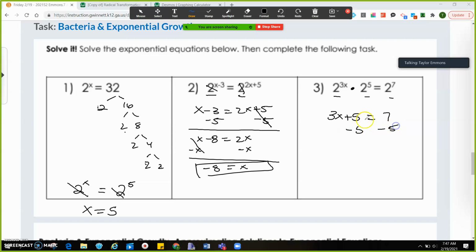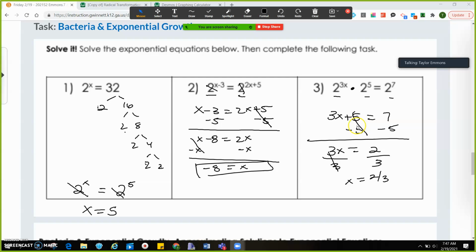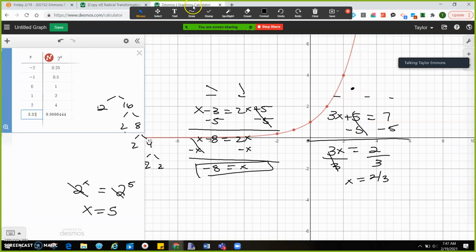So we can subtract 5 from both sides, and that'll give me 3x equals 2. We'll divide by 3 on both sides, so x will equal 2/3. And you can always go back and plug it in and check, because I'm a big fan of checking so I don't make mistakes. So I'm going to check this by taking 2/3 and plugging it into this equation.